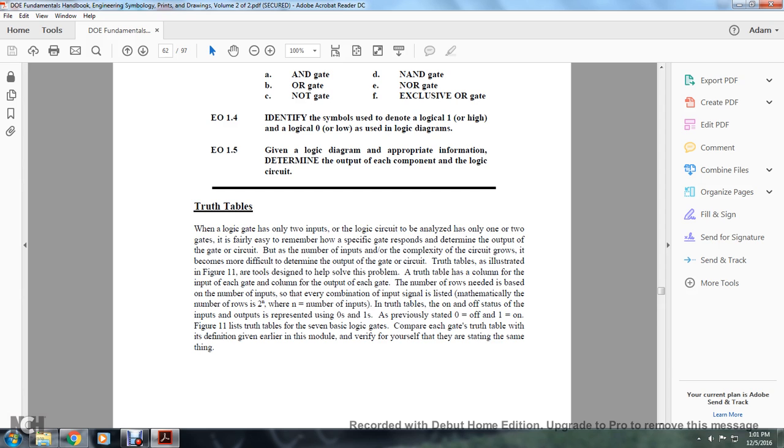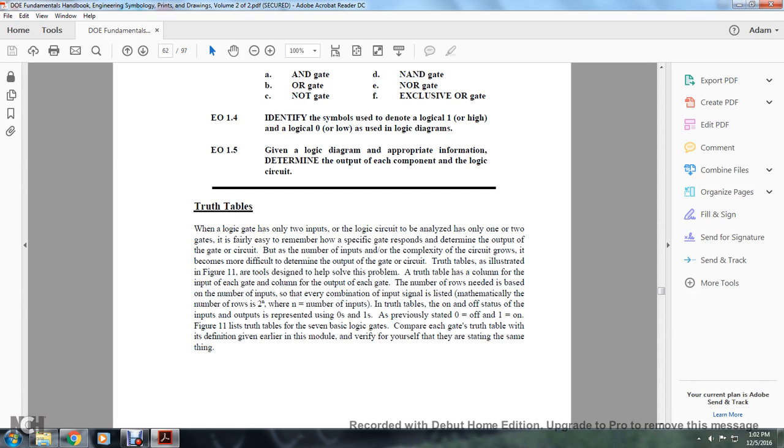The truth table has a column for each input and each gate, and a column for the output of each gate. The number of rows needed is based on the number of inputs. Every combination of the input signals is listed, mathematically numbering the rows to 2^n, where n equals the number of inputs. The on and off status of the inputs and outputs is represented with zeros and ones, and as previously stated, 0 is off and 1 is on.